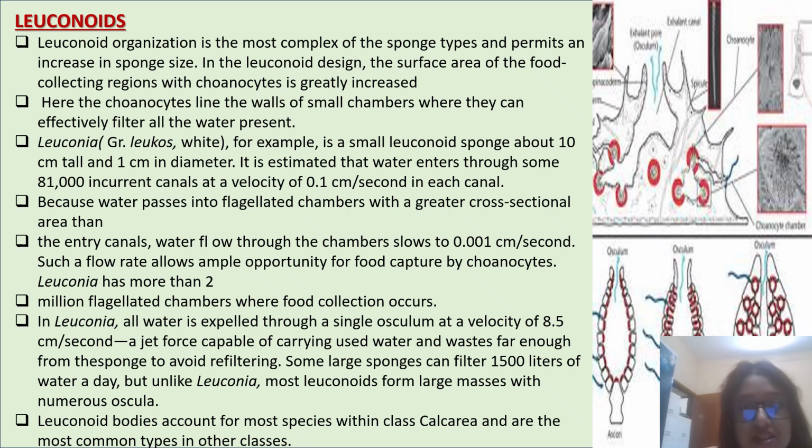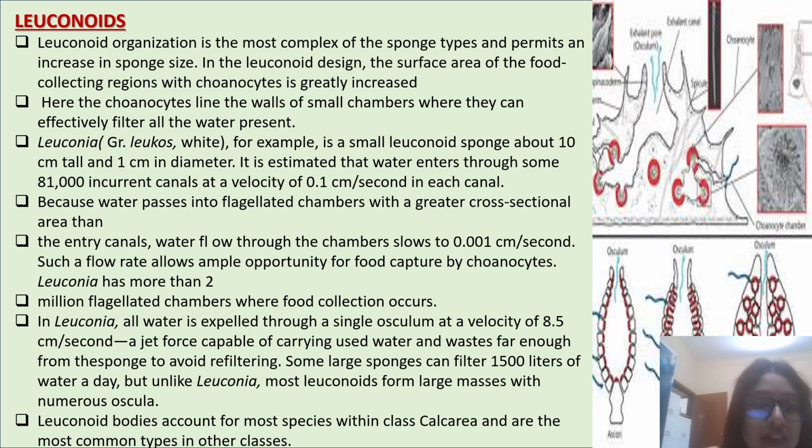It is estimated that water enters through some 81,000 incurrent canals at a velocity of 0.1 centimeter per second in each canal. Because water passes into a flagellated chamber with a greater cross-sectional area than the entry canal, water flow through the chamber slows to 0.001 centimeter per second. Such a flow rate allows ample opportunity for food capture by choanocytes.